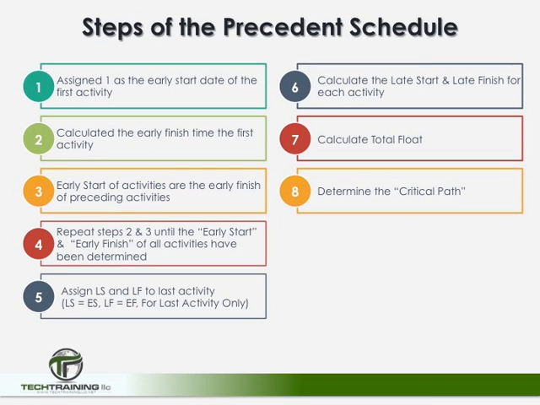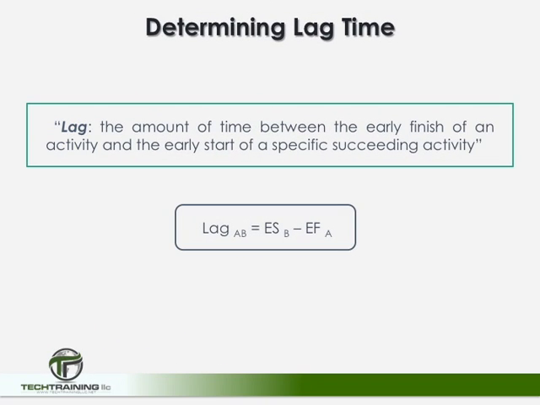Now we're still not done. We still have to calculate lag time and free float. But let's begin with lag time. Lag time is the amount of time between the early finish of an activity and the early start of a specific succeeding activity. It's calculated as the lag between two activities equals the early start of an activity minus the early finish of its preceding activity.